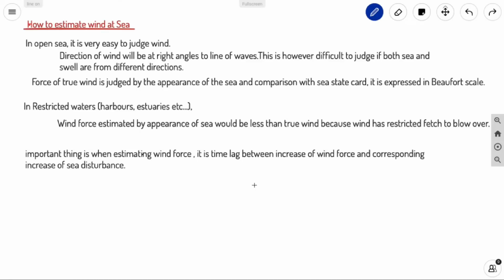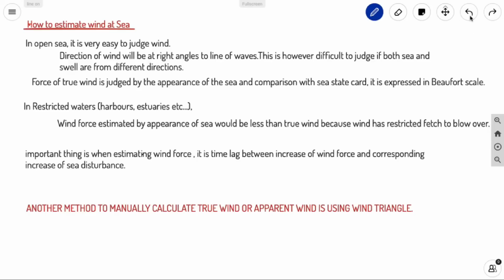Another important thing is that when estimating wind force, there is always a time lag between increase of wind force and the corresponding increase of sea disturbance. That means surging of winds happens mostly. So it is always measured with the time lag between increase of wind force and the corresponding increase of sea disturbance.